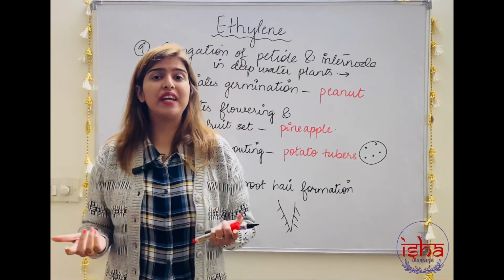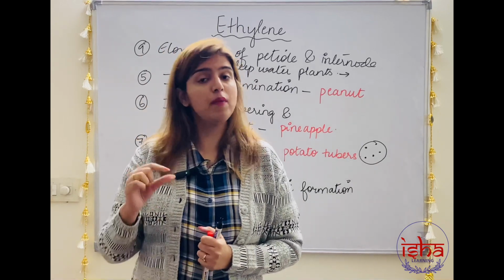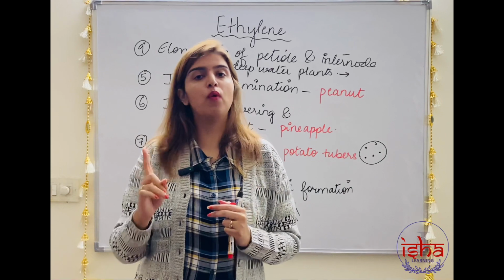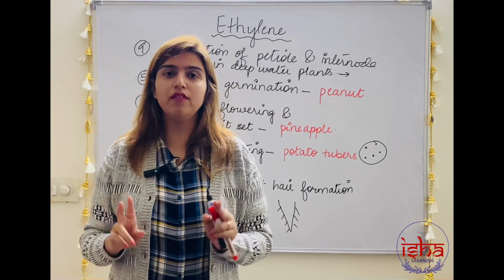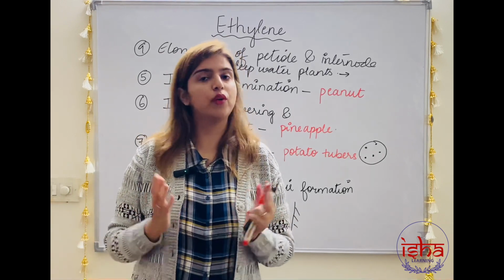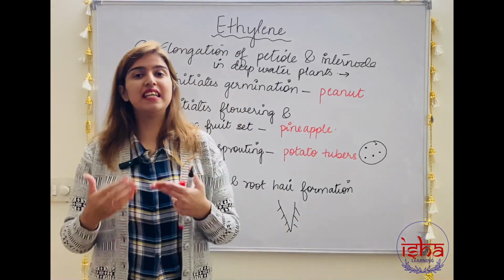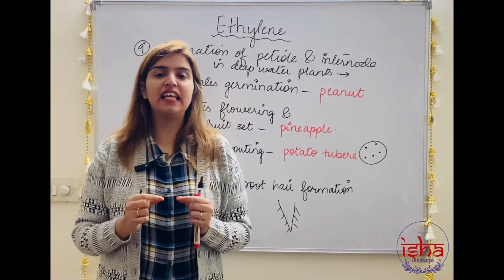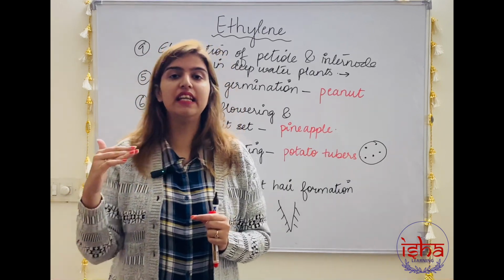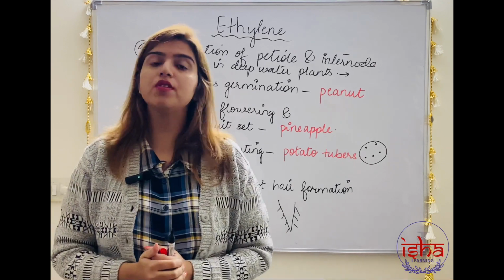So if they don't quickly find out a way to come out of that water and they are continuously submerged, number one, they are going to rot and die off. Number two, there's going to be no photosynthesis. That way also they are going to die off. So these seedlings need to rapidly gain height to come out of this submerged state, come out and perform photosynthesis.